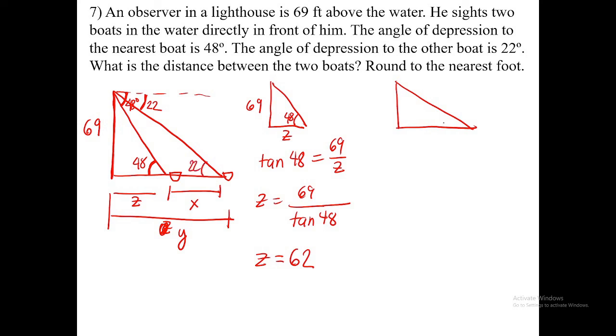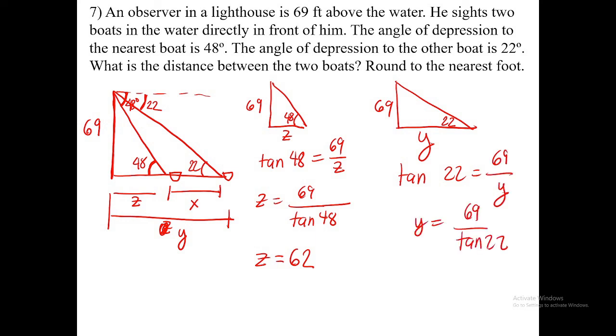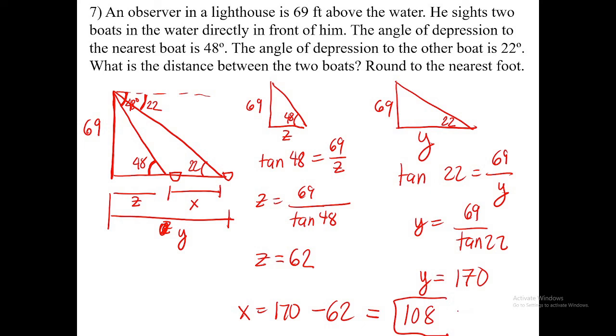Let's go to the other triangle, which has a measure of 22. Therefore, this is 22. That's 22 degrees. And this is y. And that's 69. So it's still tangent. Tangent 22 is equal to 69 over y, which will give us y is 69 divided by tangent 22. So what is 69 divided by tangent 22? 170. And we can now solve for x. What is 170 minus 62? 108. O, mo ni answer nato, class. In feet.